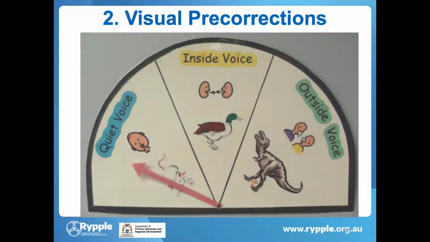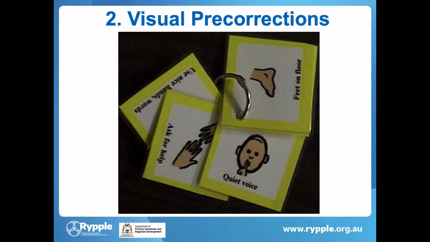Visual pre-corrections remain a constant reminder for students around what we want of them. So, here is that quiet voice, quiet as a mouse inside, or we're going outside today so you can use your dinosaur voices as you are playing.